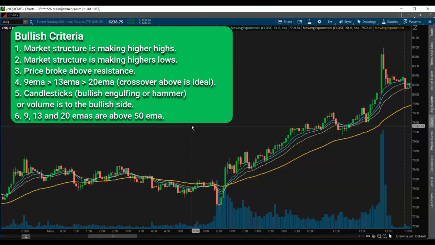Also, the candlesticks we want to look for are bullish engulfing or hammers. And we also want to see the volume increasing to the upside every time we make a move. The last thing on my checklist here is the short-term EMAs are all above the 50 EMA.